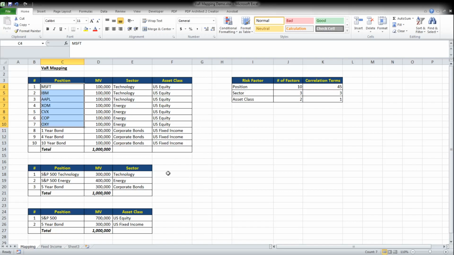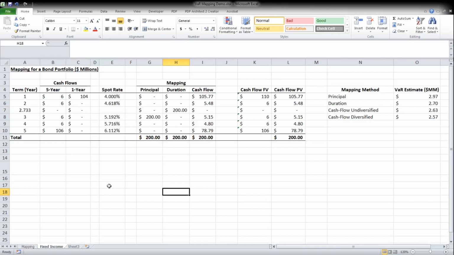Now let's take a look at how we may map a fixed income portfolio. There are three approaches, three mapping methods for a portfolio of bonds that was presented by Jorion in his Value at Risk book. I just used that same example and we'll go through it and try to understand what this means and how we map fixed income securities.